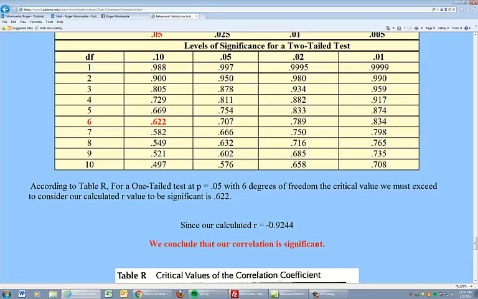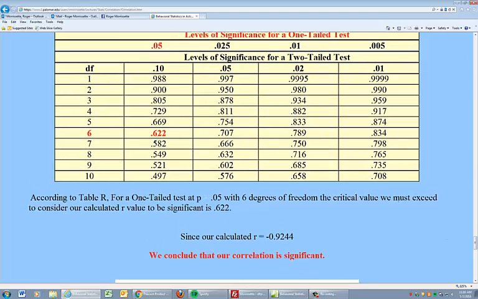So based on our criteria of a one-tailed hypothesis predicting a direction of outcome, of 0.05 significance value, a sample size of 8, which would give us degrees of freedom of 6, this is our critical value. Our calculated R surpasses this critical R, and so we conclude that our correlation is significant.